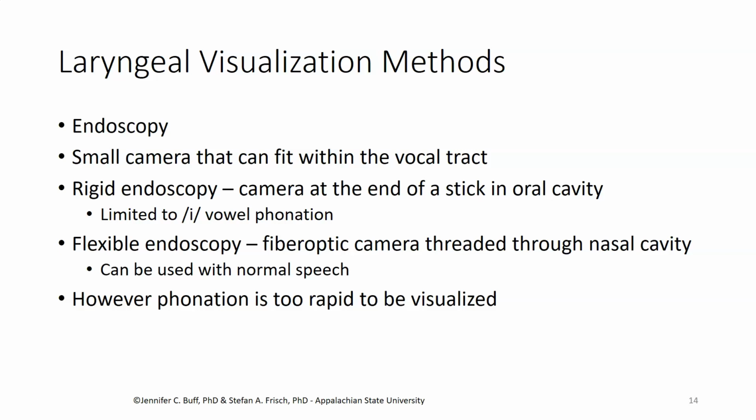In a flexible endoscopy, a fiber optic camera is threaded through the nasal cavity to hang down through the velopharyngeal port. You can look at any kind of speech you want to with a flexible endoscopy because that location of the camera is relatively out of the way of speech production. Regardless of what type of endoscopy, rigid or flexible, you're using, phonation is generally too rapid to be visualized by video, and so we have to do something special.